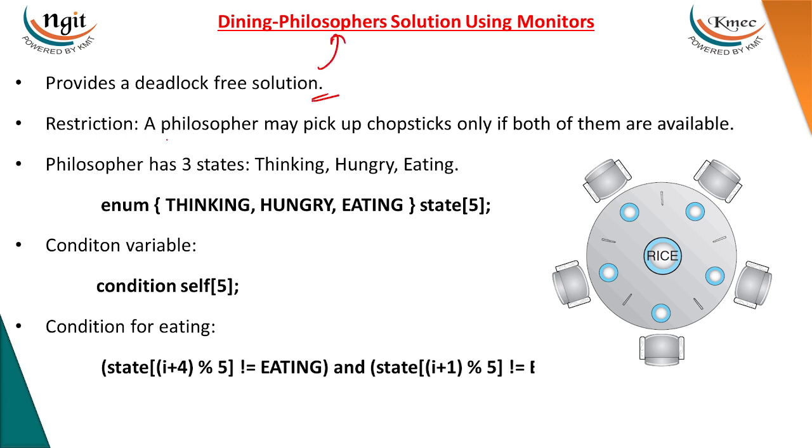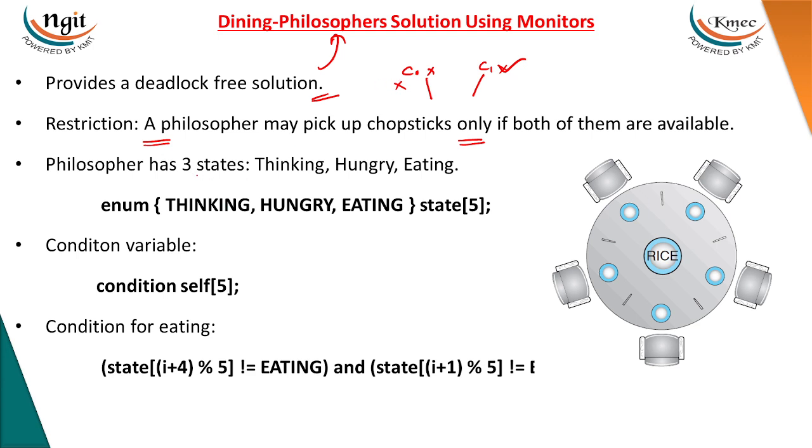So here the restriction is that a philosopher may pick up his chopsticks only if both of them are available. If one chopstick is not available, we are not picking up. That means before picking up, we are checking whether the left chopstick and right chopstick both are available. If the left chopstick is available but the right is not, we are not going to pick up. Similarly, if the right is available and the left is not, we are not going to pick that chopstick. Even though one chopstick is available, we are not going to pick it up.